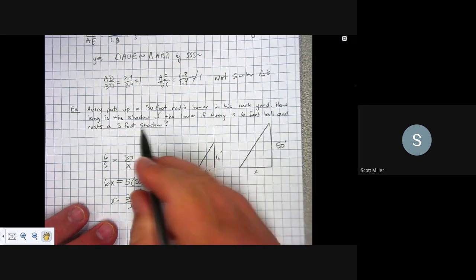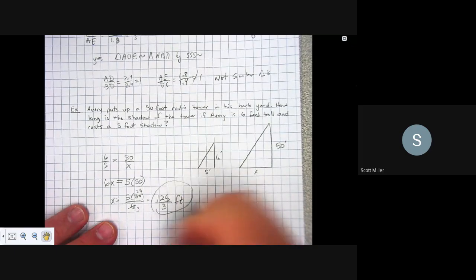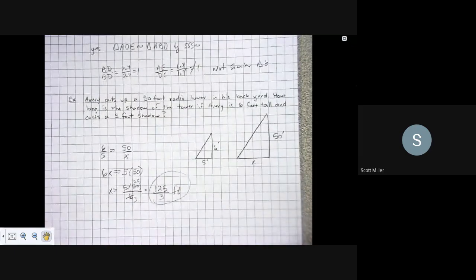Since everything in here is measured in feet, how long is the shadow? 125 divided by 3 feet. And you can leave it as a fraction. If you change it to a decimal, it's an approximation. It's no longer exact. So you can leave it just like this, as long as it's reduced. Okay? And so that's how I can use proportions. We'll do a lot more problems together in class. And so that's 7.3.